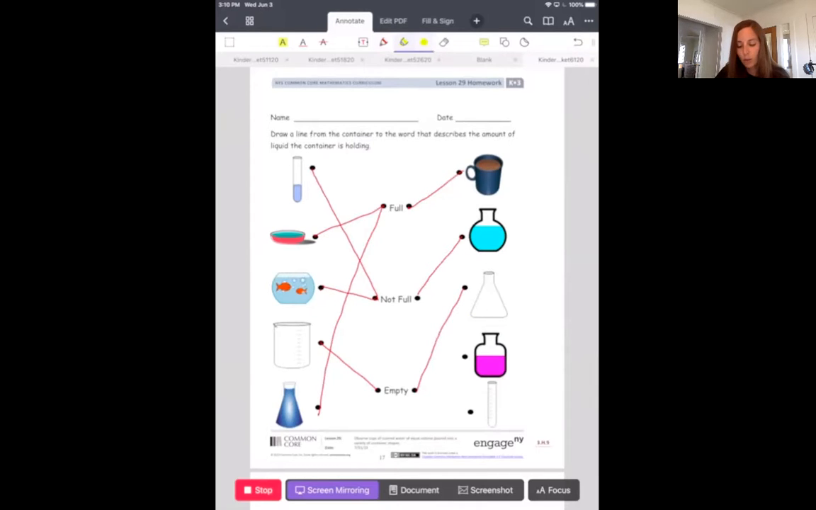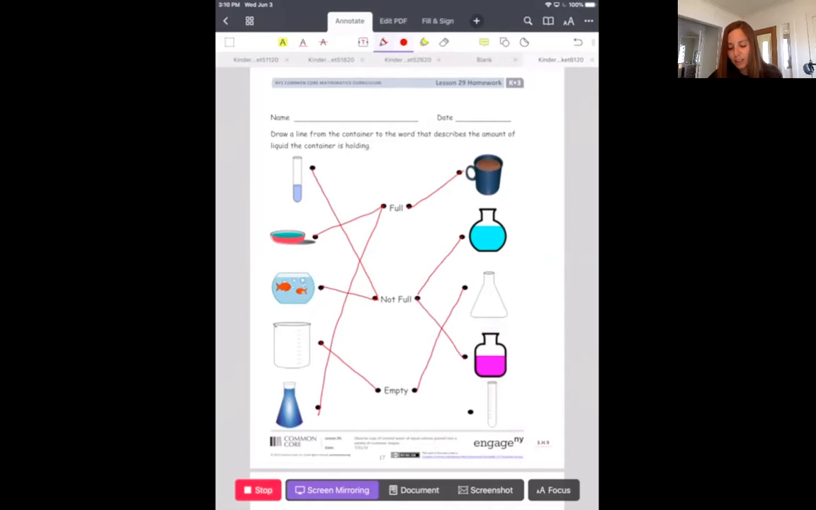Okay, looks like we have two more. What about this guy? Yeah, I would say not full. If anything, he looks the closest to being half full. But yeah, definitely not full because he doesn't have his liquid all the way to the top, and not empty because we see there's pink liquid that goes almost to the middle. So I would go with not full.